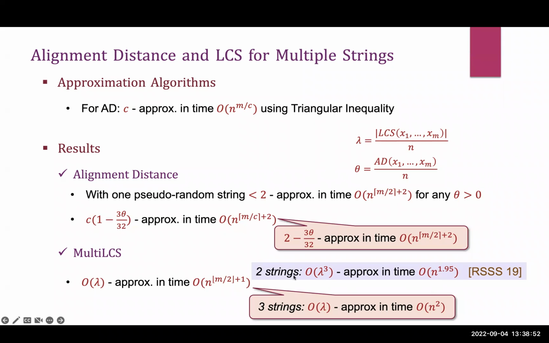So for two input strings, the trivial running time is n square, and for three, it is n cube. So our running time here is significantly lower than n cube, it is quadratic, whereas our approximation guarantee is much stronger.